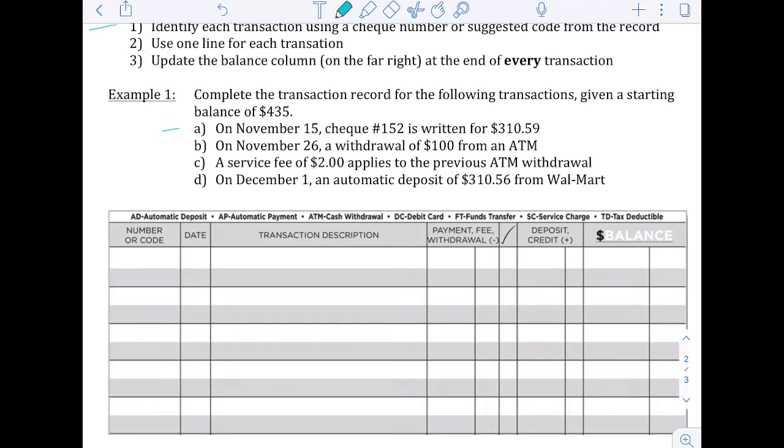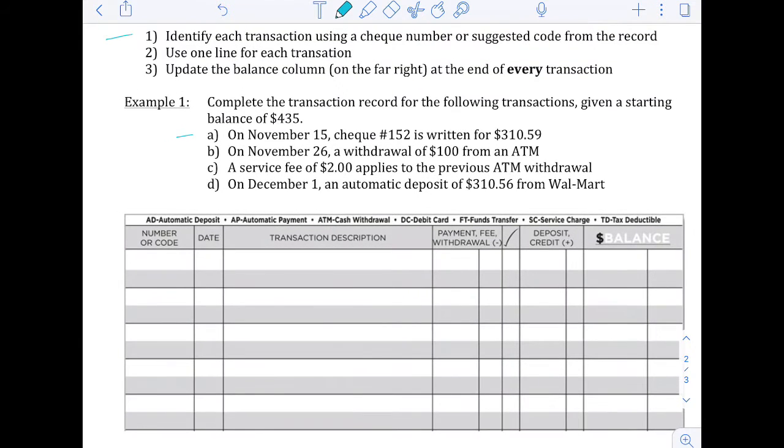So I'm going to look under payment, because checks are when we pay people. We're going to put $310.59 in that column. We want to make sure that we have it in the proper one, because remember, withdrawal means it's coming out of our account and there's a little negative sign beside it. Deposit means it's going into our account. Our balance should be going up. So now we want to write down what it was. Well, it was a check.